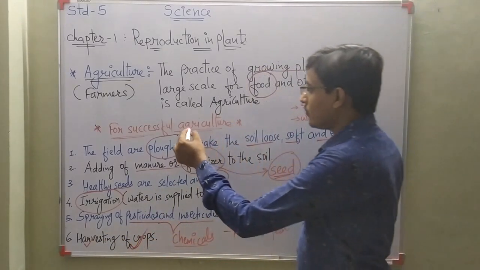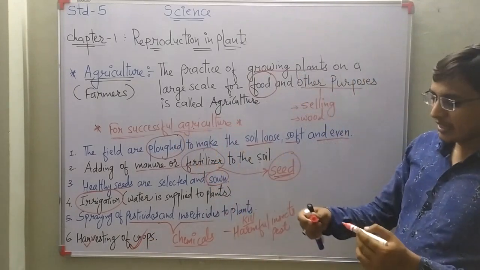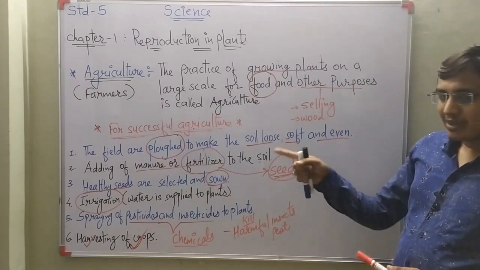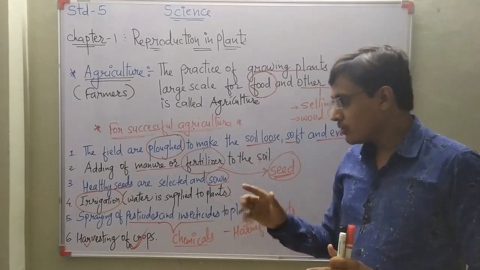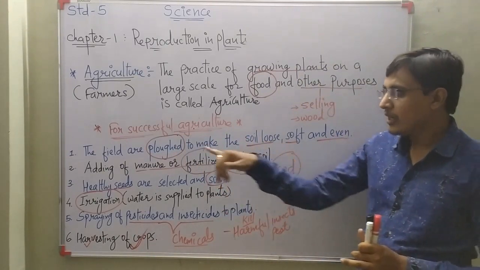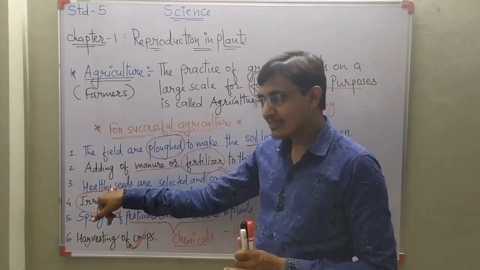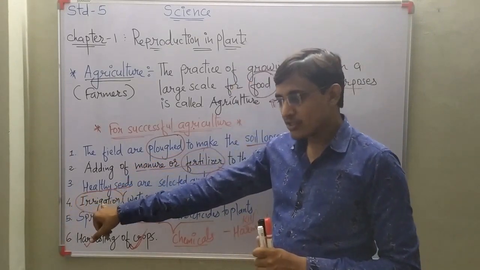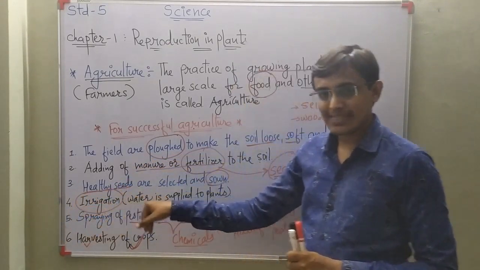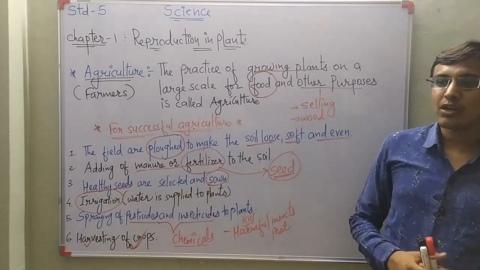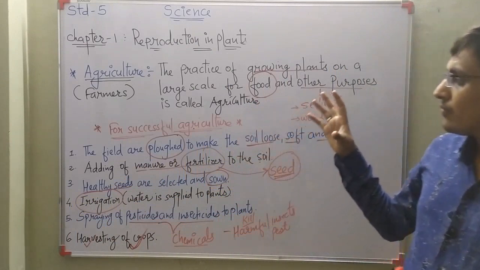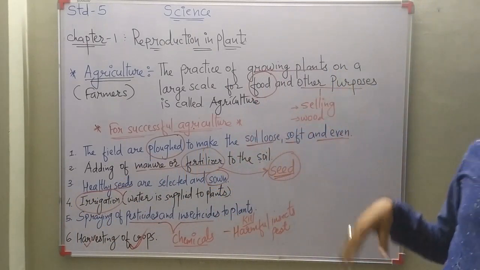So for successful agriculture, 6 points are important. They are ploughing the soil. Number 2 is addition of the manure or fertilizer to the soil. Third one is selection of the healthy seed. Fourth one is irrigation. Fifth one is spraying of pesticide and insecticides. And sixth one is harvesting of the crops. So these are the 6 important points. Note it down.